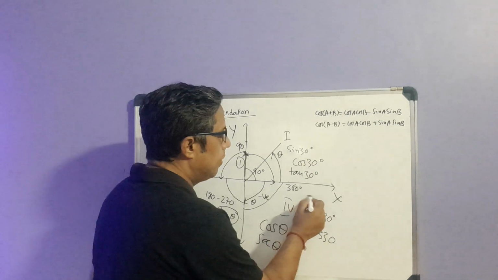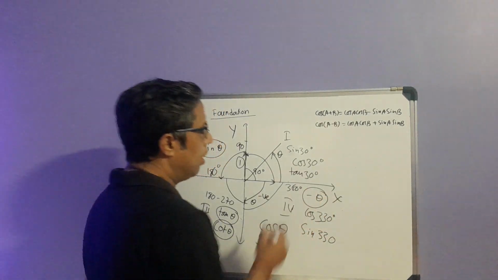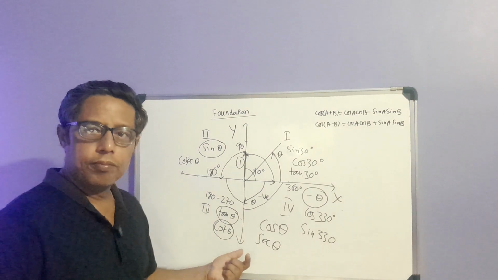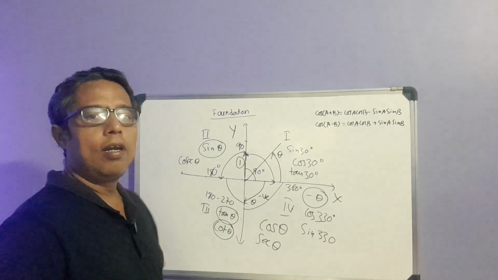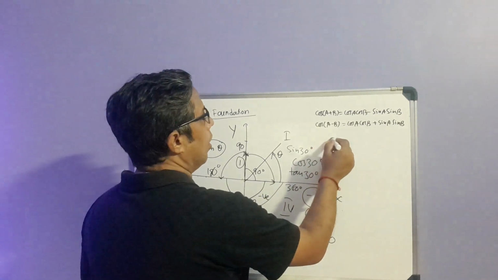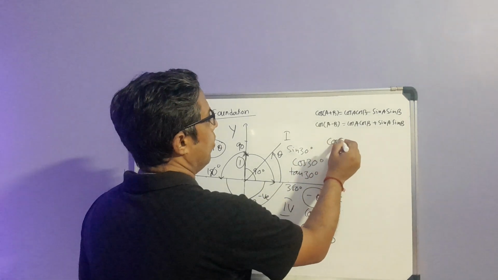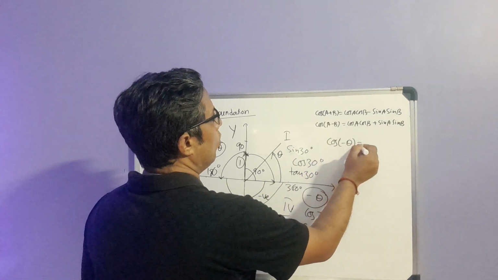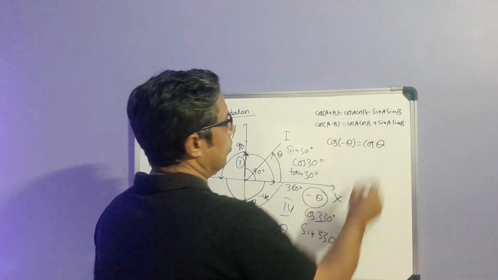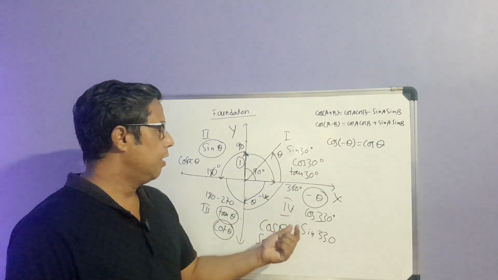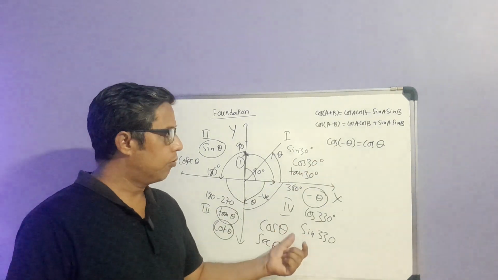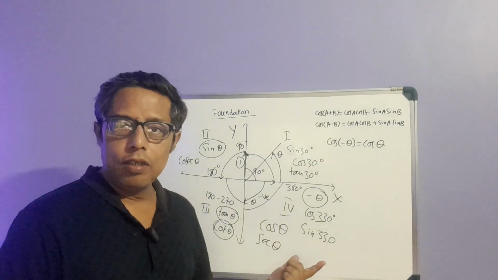Now, minus theta, where will it be? It will be in, let's say, the fourth quadrant. So let me show you something like cos of minus theta. It will be cos theta, because cos of minus theta is in the fourth quadrant. In the fourth quadrant, cos is a positive value.